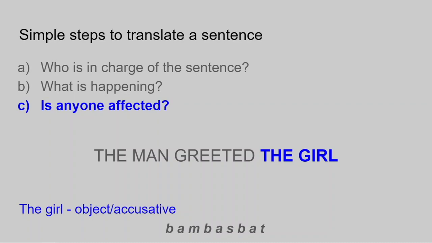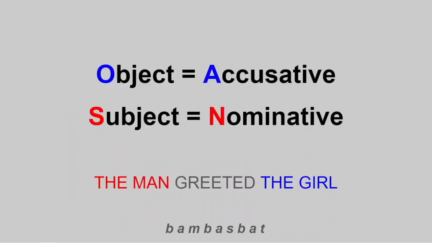Just a quick side note, some people struggle sometimes to remember which case is which. I learned it by remembering that object and accusative both start with a vowel, whereas subject and nominative start with consonants. If you can see a different link, then share it in the comments. You might give someone that eureka moment.